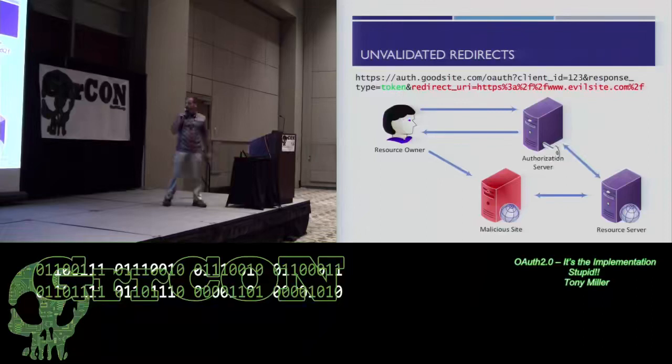Resource server is going to send an access token over and say, is this access token valid? Authorization server says, of course it is. I just gave it to him. And you can see the results. So again, this isn't a new vulnerability. Open redirects have been out there forever. It's something we've known about, but it's something that doesn't seem to get a lot of attention.